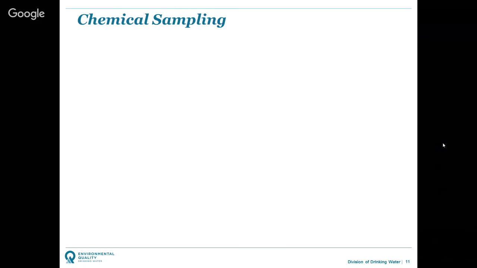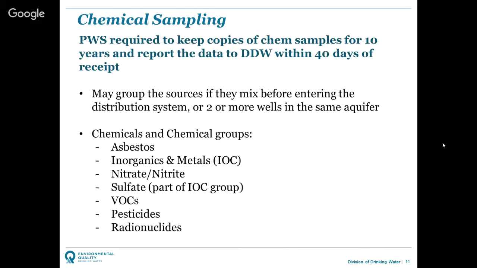Okay, chemical sampling. So I wanted to talk about chemical sampling today because 2019 is the end of a 9-year period for chemical sampling. So water systems, PWS stands for public water systems. So public water systems, you are required to keep copies of your chem samples for 10 years and report the data to the division within 40 days of receipt. Those are your records requirements.